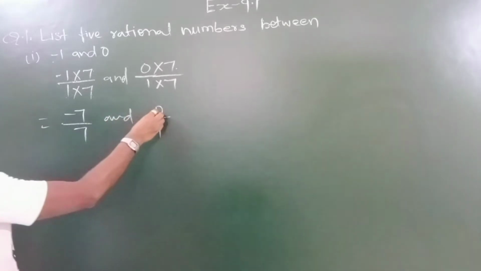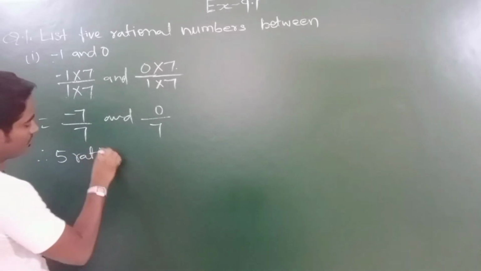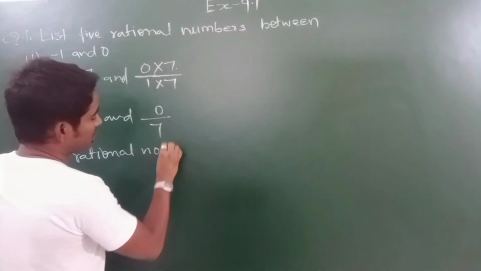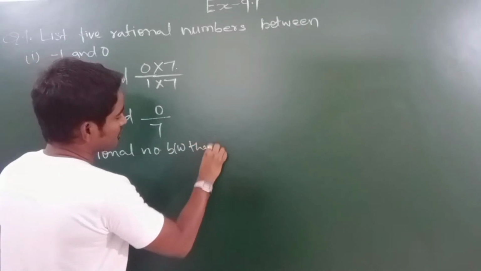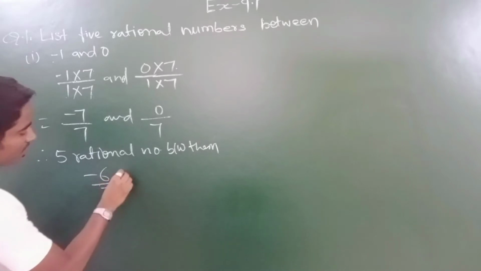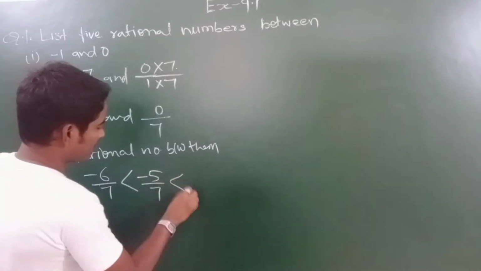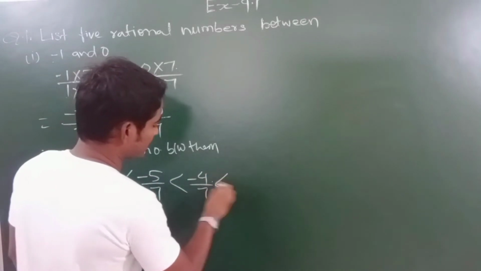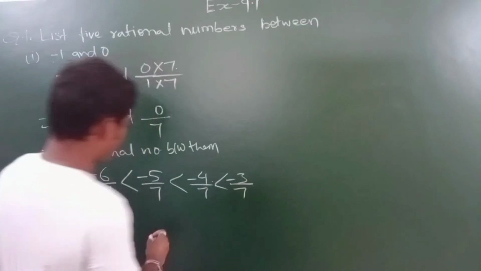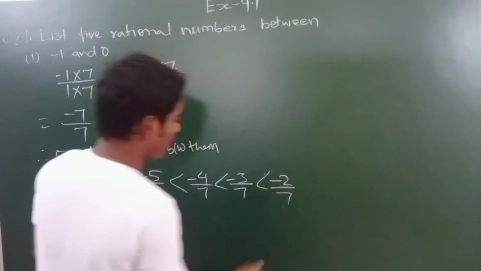So here we now have 0/7 and -7/7. Now the rational numbers between them, since we need 5 rational numbers between them, are: -6/7 will be lesser than -5/7, lesser than -4/7, lesser than -3/7, and lesser than -2/7. How many rational numbers did we get?